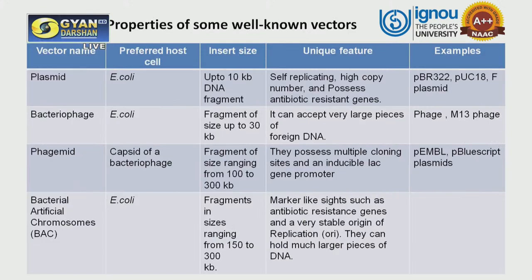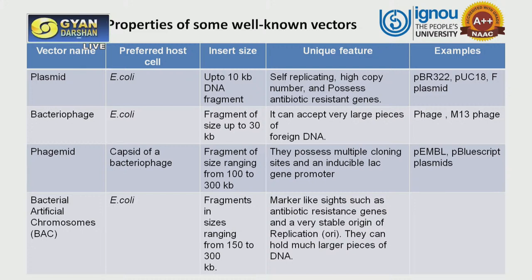Now, here's a short summary, where you can see the properties of well-known vectors. In the table, you can see that as per the requirement of a scientist or a researcher, we have to select the appropriate vector, appropriate host cell, and the length of fragment which we are actually going to clone in a particular vector, and what are the important features of that vector.